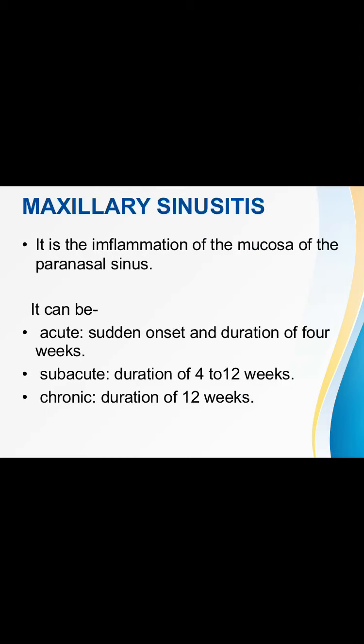Now the complications of maxillary sinus. Maxillary sinusitis is the inflammation of the mucosa of the paranasal sinus. It is usually odontogenic in origin because of close approximation with maxillary teeth, and it occurs secondary to allergy or infection. The sinus lining becomes edematous, inflamed, and congested, which leads to excessive secretion of mucus, loss of ciliary action, stasis of secretion, and secondary infection.